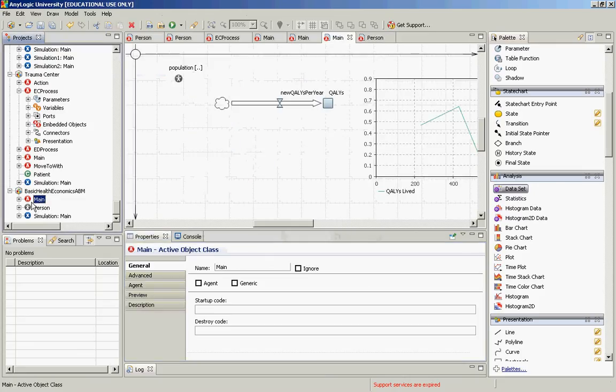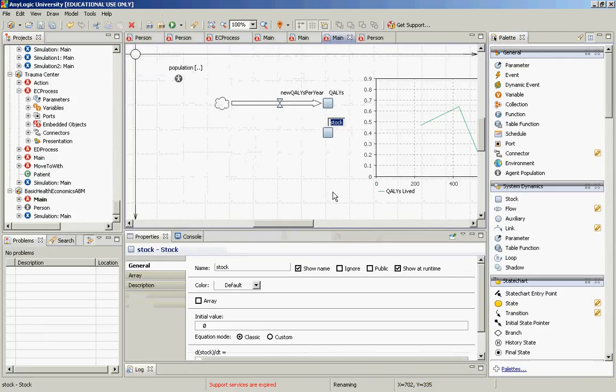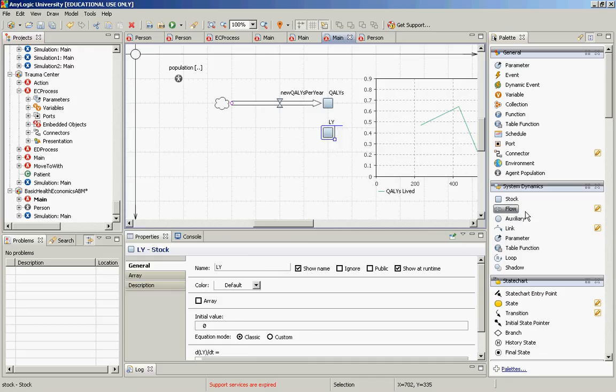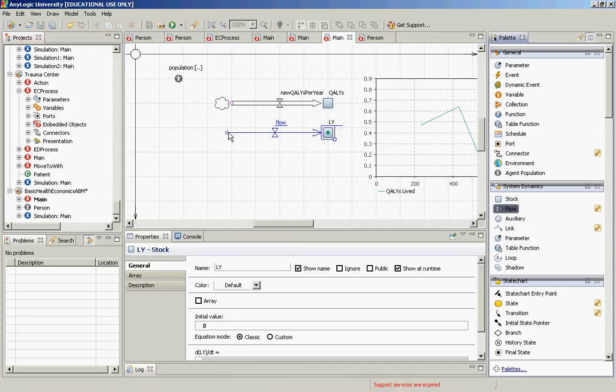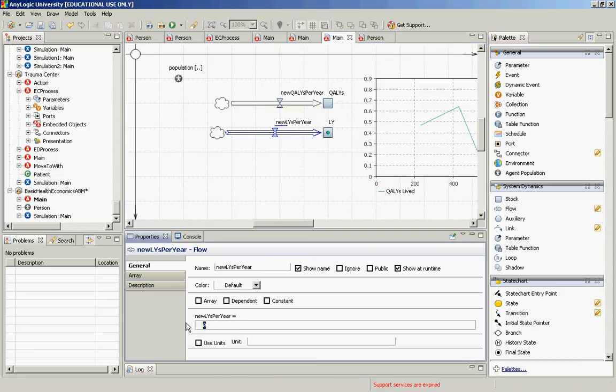Let's embellish this a little bit in a straightforward way, and eventually we'll get to some more interesting stuff yet. So let's go add a measure of life years lived. So here we have life years lived, and for consistency in notation, I'll call it LY. And similarly, I'll have a flow that's new LYs per year, and new LYs per year is just going to be the size of the population.